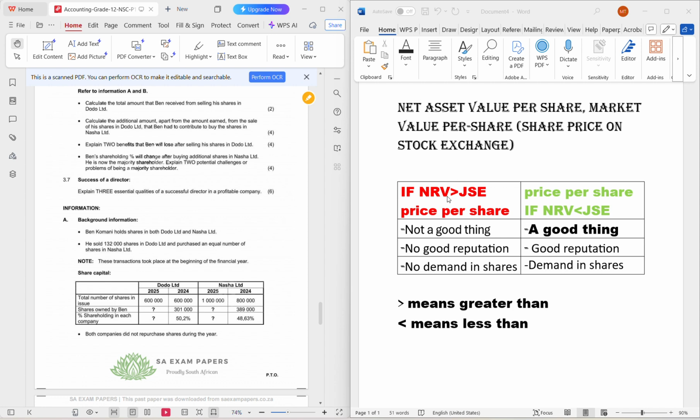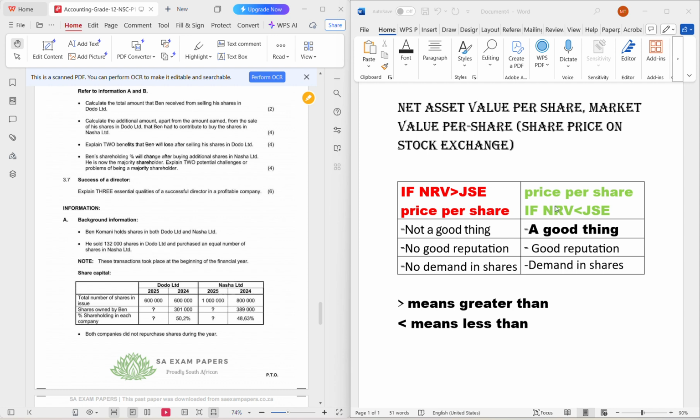So if the NAV, the net asset value per share, is greater than the JSE price per share, that's not a good thing, not a good reputation, and could mean that there is no demand for your shares. Let's say your shares are worth 10 rands in your books, but at the JSE they are worth 8 rands. It means you are making a loss of 2 rands. So always your JSE must be greater than your NAV to show that you have an increase per share.